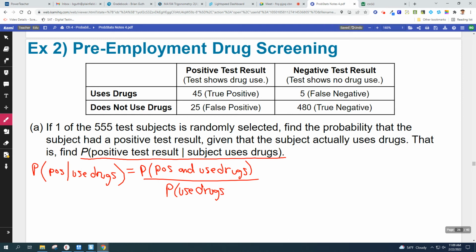We are talking about probability, so we are still talking about part over total, by the way. But what we would do is this. We would say, okay, look at the number of people that use drugs. See how there are 50 people that use drugs. 45 plus 5 is 50. All right. Now think about the people that are positive and use drugs. 45 people are both positive and use drugs. So you should be able to kind of see the answer out of this.